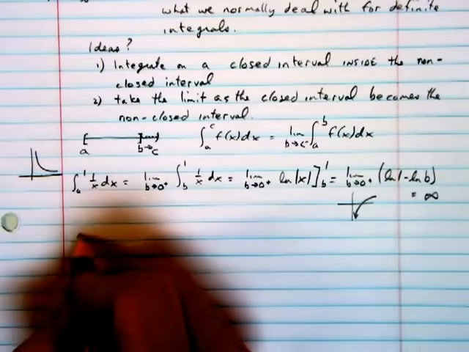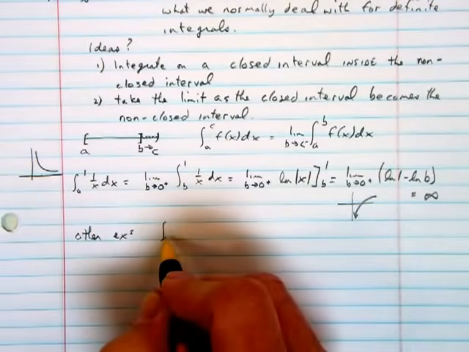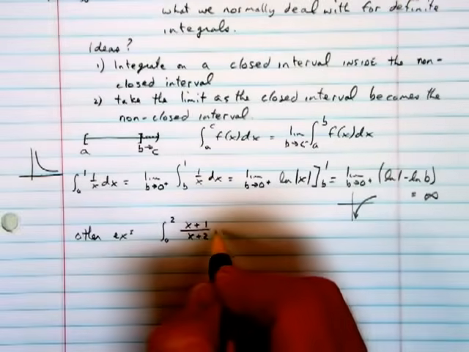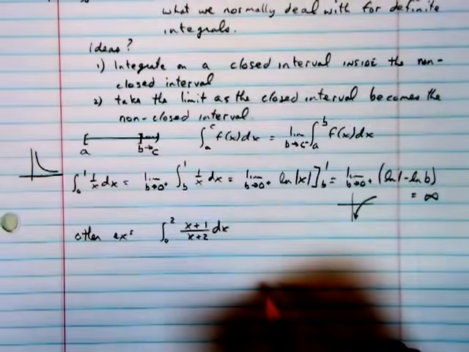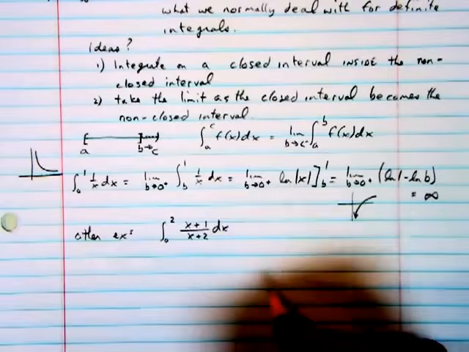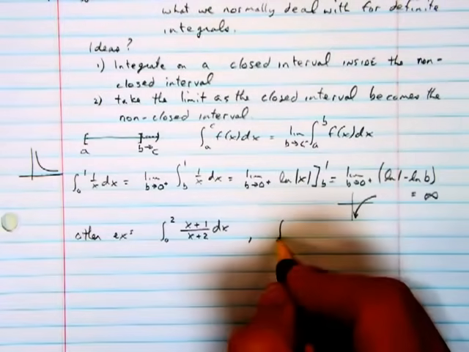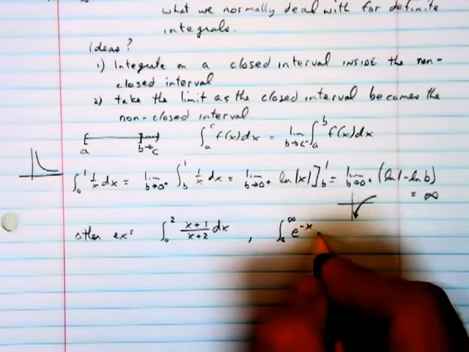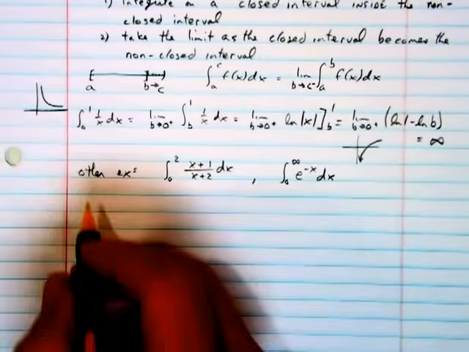Let's take a look at just a couple other examples of improper integrals. You could say something like this: 0 to 2 of x plus 1 over x plus 2 dx. We dealt with this kind of problem before, but we dealt with it using area. Another example might be 0 to infinity. If you're going to infinity, that's definitely not a closed interval. Of 0 to infinity of e to the negative x dx.